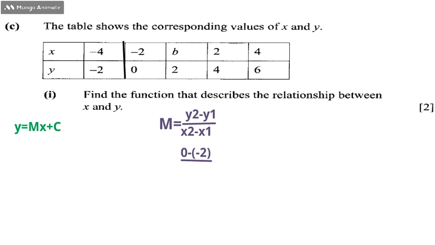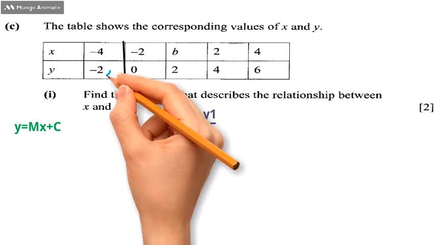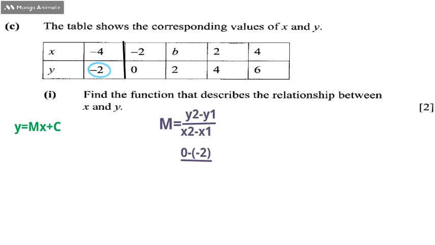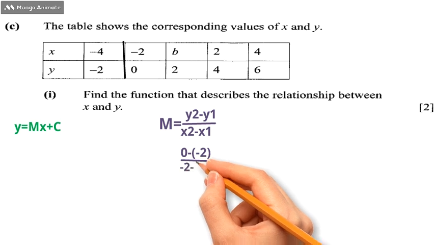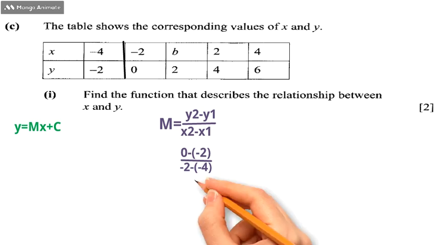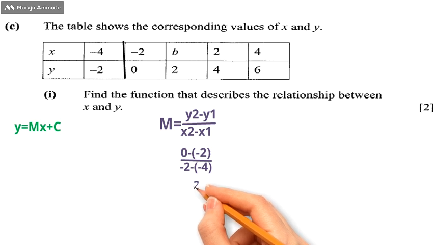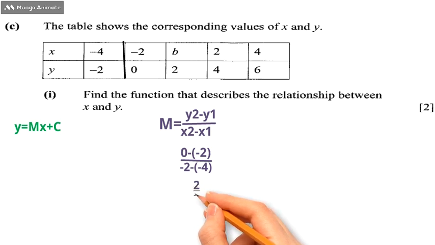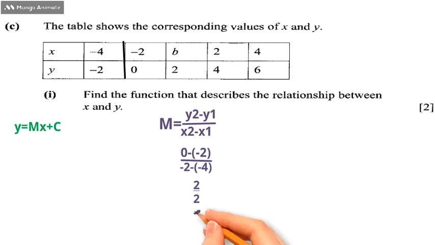Then the value of x2 is negative 2, minus x1, which is negative 4. Then I'm going to evaluate that. 0 minus negative 2 will give us 2. Then negative 2 minus negative 4 will give us positive 2. And then 2 divided by 2 is going to give us 1. So the gradient is 1.